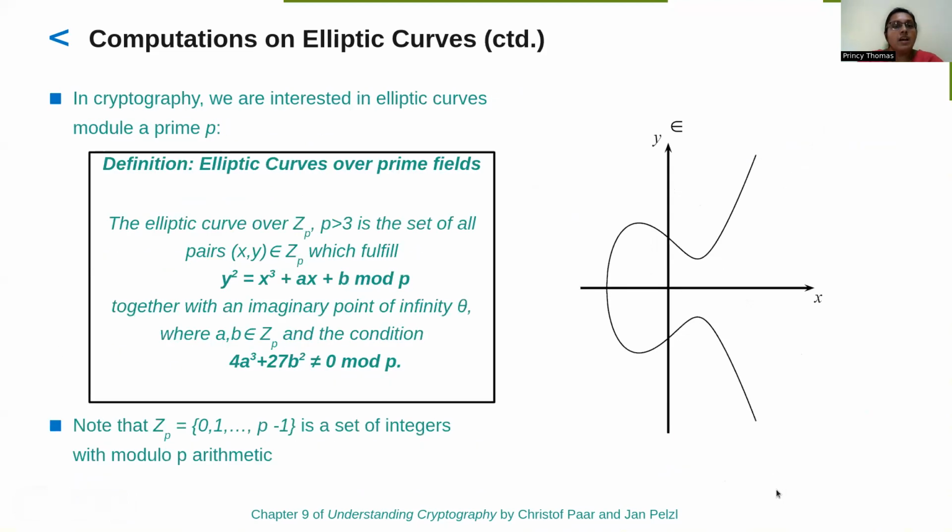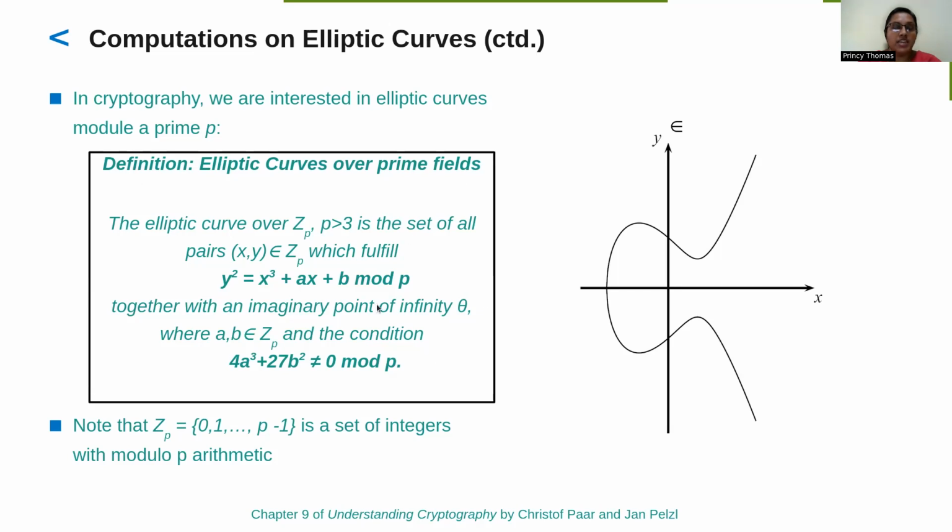Now, continuing with computation in cryptography, we are going to look at what an elliptic curve over prime fields is. So we are interested in elliptic curves modulo a prime P. This P value is there because we don't want the values to keep going out of a particular range. So we will define this P also. Now, elliptic curves over prime fields.